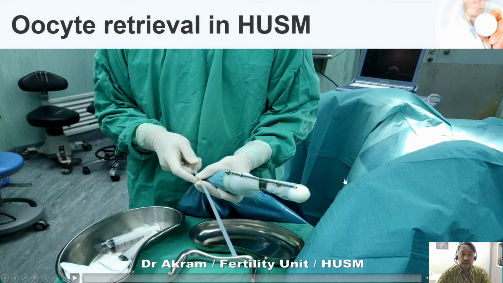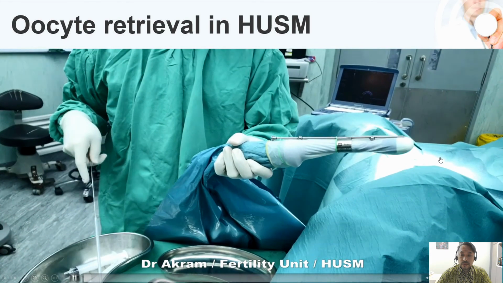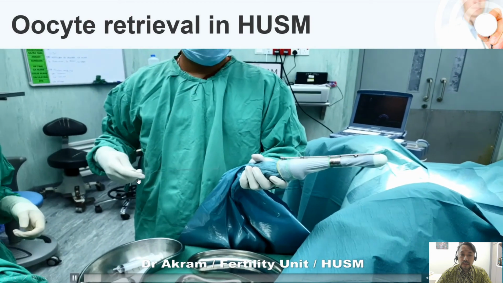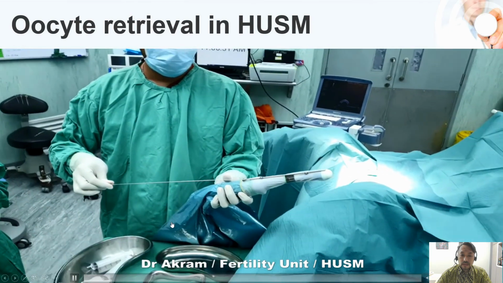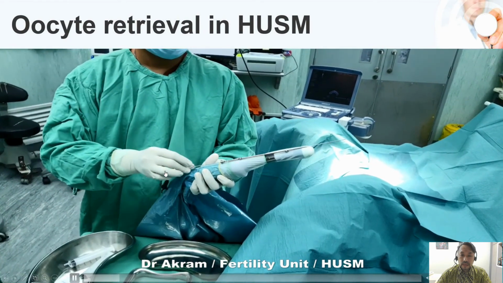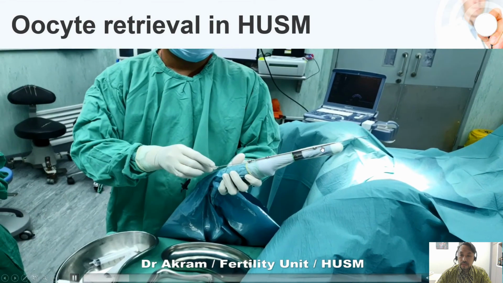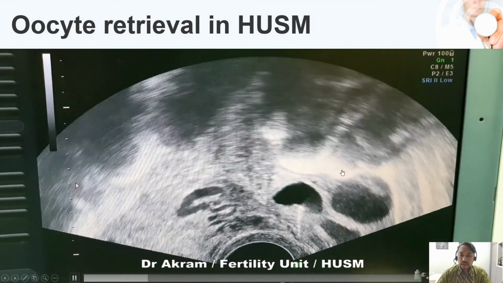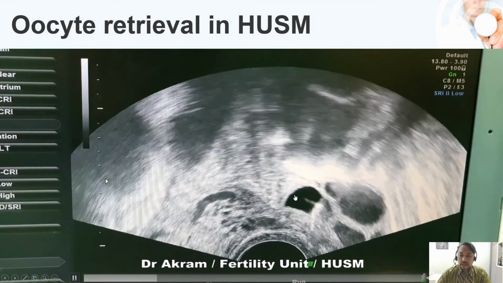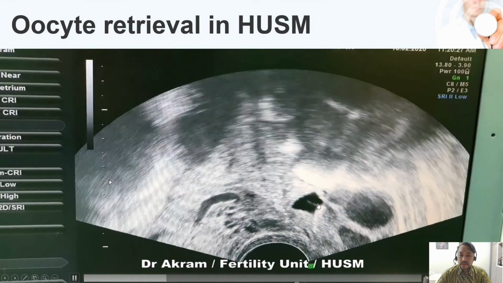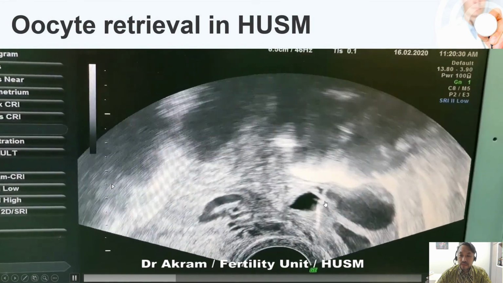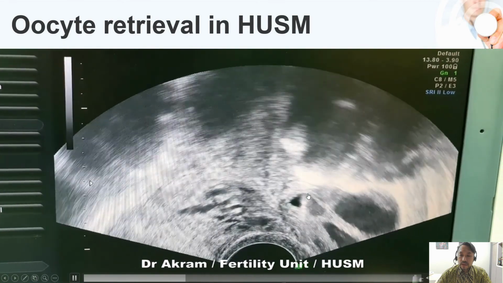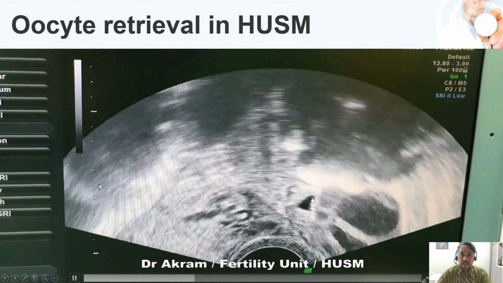Okay, I'm going to share with you how we do an oocyte retrieval in HUSM. It is done by using an ultrasound probe, and this is the needle. We are going to insert it, and it will come out at the tip here. So you can see here, these are the dominant follicles. I'm going to suck one of the follicles here. We will suck the fluid inside the follicles, where the oocytes are.